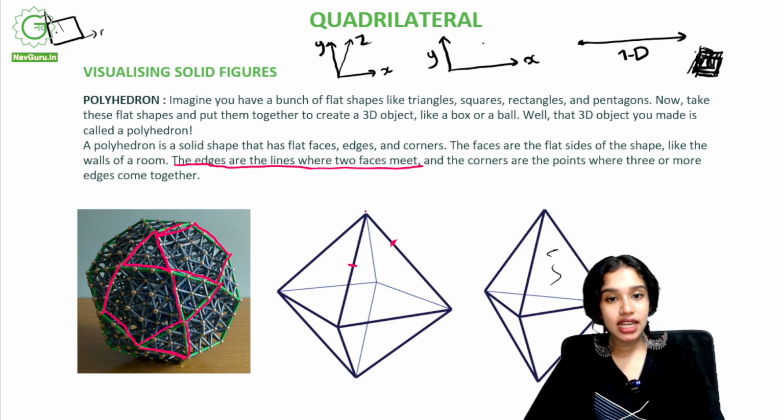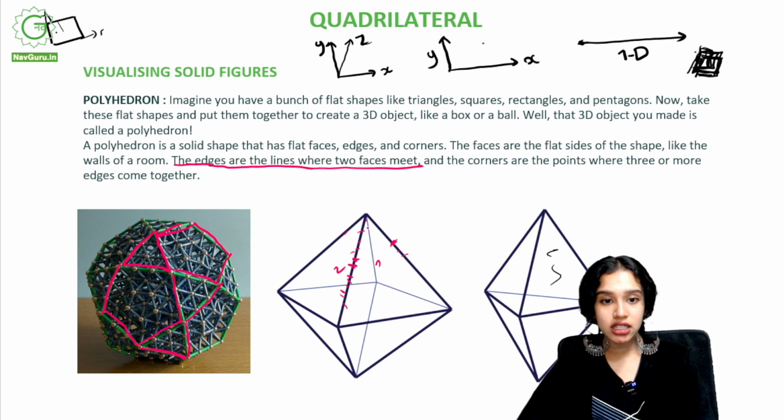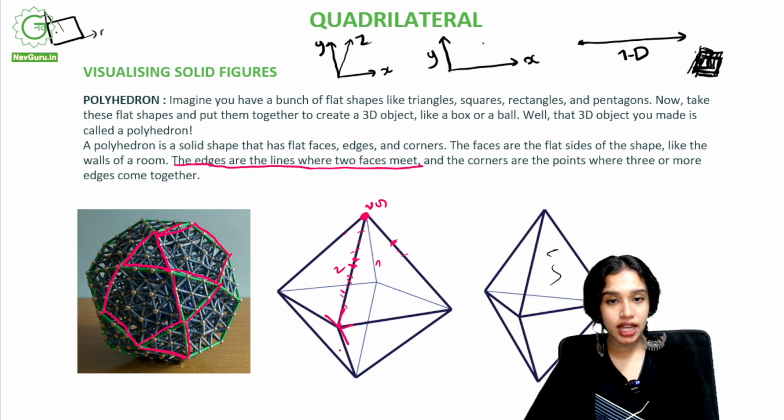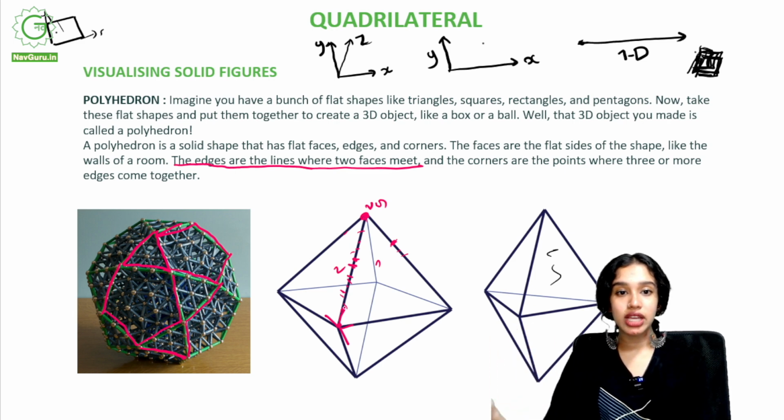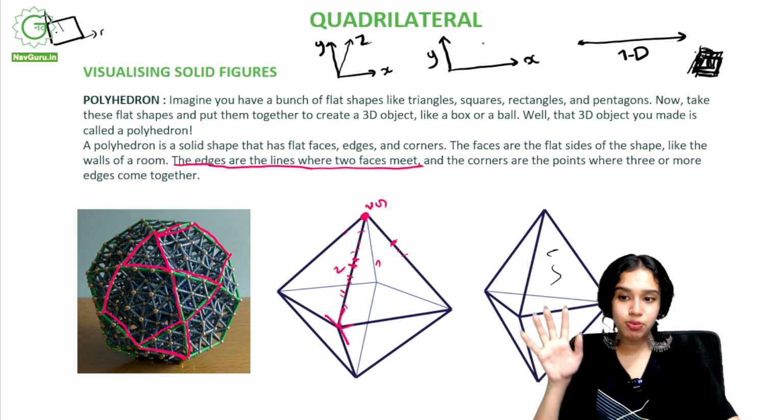What are the edges? Edges are the lines where two faces, this face and this face, meet at this edge, right? And the corners are the points where three or more edges come together. We have two edges here. This is the third edge. This would be the fourth edge which is behind it. Now that comes together at a vertex. Again, same here, we have 1, 2, 3, 4 edges coming together, right? Now these are the vertex, faces and edges of a polyhedron.